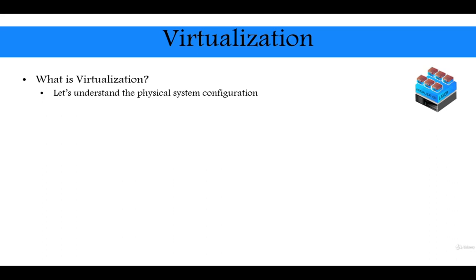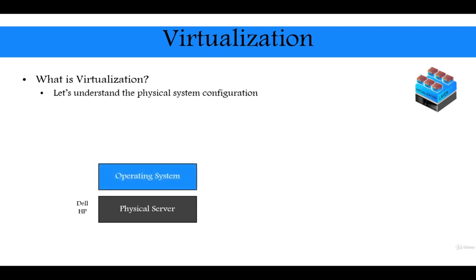physical system configuration works. So, in a regular world, as you could see, there is a physical server. A physical server could be like a Dell or HP or any of those manufacturers that build a physical server. On that physical server, what do you do when you get that physical server? You actually install an operating system on top of it. And that operating system could be Windows, could be Linux, or any of the operating systems of your choice, right?